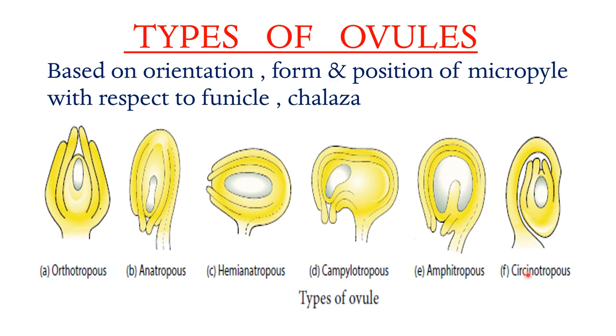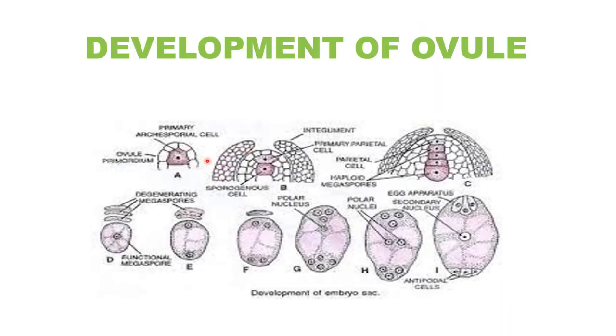Circinotropous, seen in Cactaceae family plants: the funicle is too long, and therefore the body of the ovule is totally inverted inside, and if the funicle is long, this type of ovule is called circinotropous. These are some kinds of ovules that we see in different family members. The development of the ovule starts from a nucellus cell which becomes enlarged and functions as an archisporial cell. See here, these are the integuments and the micropyle region.